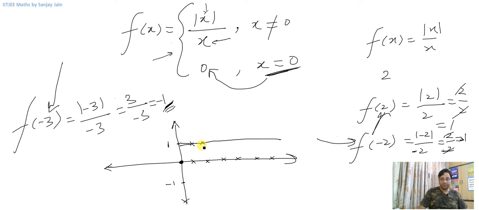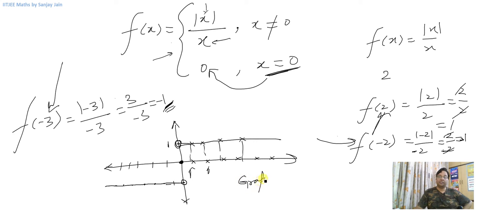So for this value of x I'll get 1, right? For all these values I'll get 1, but for 0 I'll get 0. So I'll put an open, unfilled circle here. Similarly, here also I'll put an open circle, but for all these negative values of x, I'll get minus 1 as my value for this function. So this will be something like this. So this is the graph of the SIGNUM function.